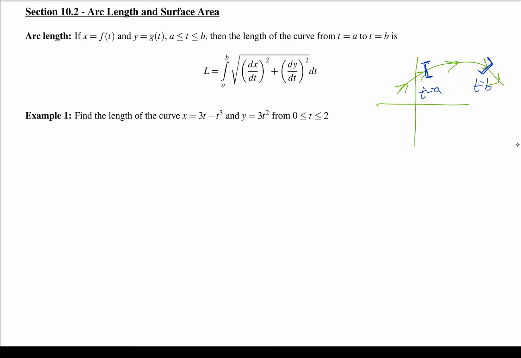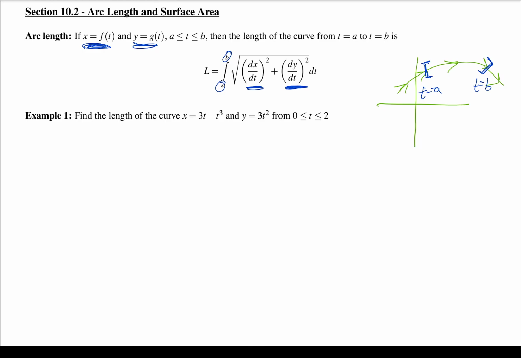And so our formula for finding the length of the curve is going to be the integral from a to b of the square root of (dx/dt) squared plus (dy/dt) squared. So this basically just says take the derivative of the x equation and square it. That'll give us this part. Take the derivative of the y equation and square it, and that'll give us this part. And we take a square root of their sum, integrate, and that will give us our arc length.